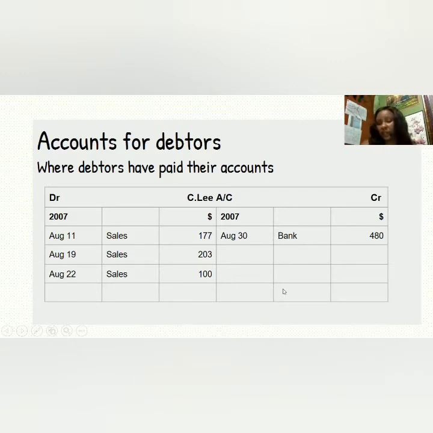So to balance off this account, the first thing we need to do is total both sides of the account. So we're going to add on the debit side 177, 203, and 104. But we need to put 2 single lines on each side of the account to show that we are doing an addition.